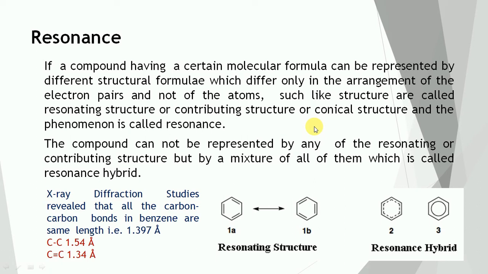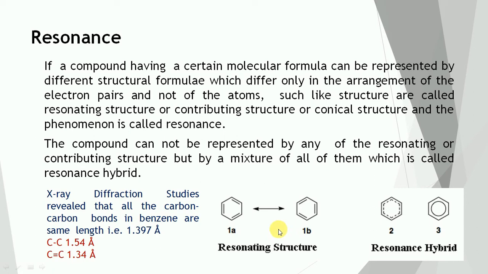The concept of resonance was put forward to explain the structure of compounds such as benzene, and it has been suggested that benzene can be represented by neither structure 1A nor structure 1B. On the other hand, all the bonds in benzene are equivalent and are intermediate between double bond and single bond.